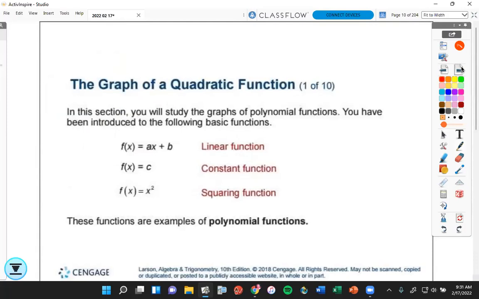So we're going to study the graphs of polynomial functions. We've been introduced to f of x equals ax plus b. You're familiar with y equals mx plus b, right? y equals mx plus b is going to be your basic linear function. f of x equals c. Well, c is not a variable. c is just a constant. So it's just a horizontal line. And here we have f of x equals x squared. This is called the squaring function, and the squaring function is a quadratic. All of those are polynomials.